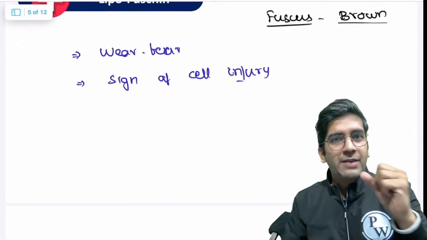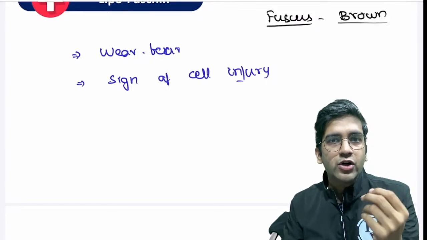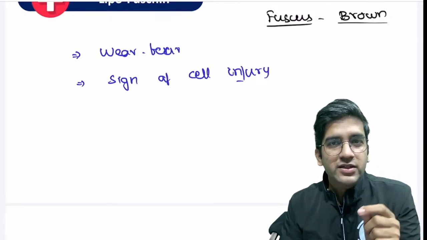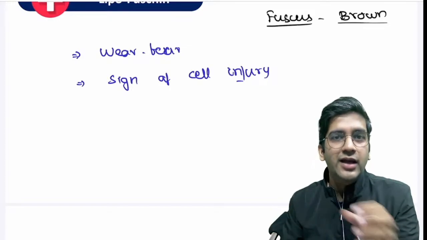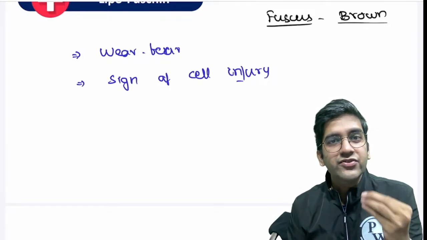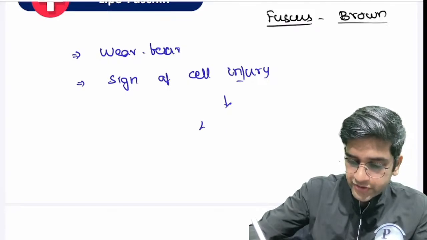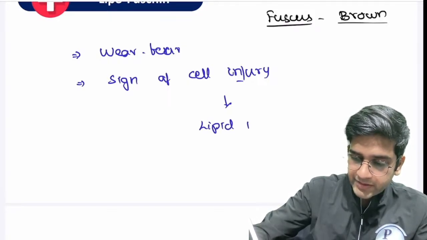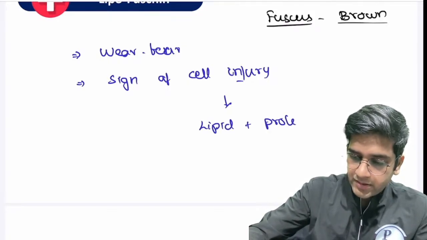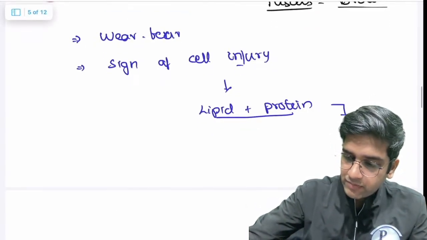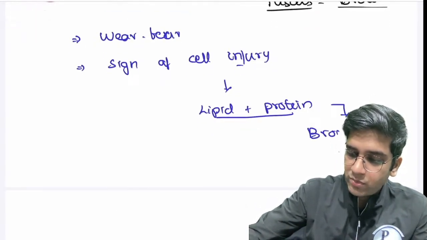So what's going to happen is I'm having a cell which is becoming older or is having damage. So the membrane phospholipids form a very complex combination with the protein and multiple other factors and give a brownish color. That's all, right? So the composition is a lipid plus protein complex and a little bit more, which gives a brownish appearance. So we call it lipofuscin.